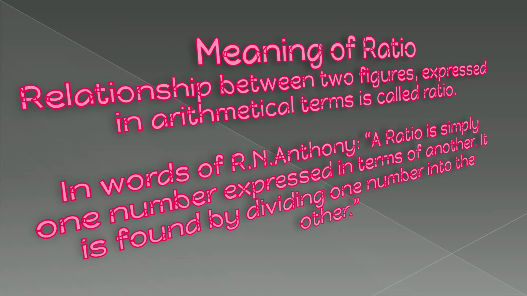In the words of R. N. Anthony, we can say a ratio is simply one number expressed in terms of another. We take a base, and on the basis of that base we express the other number. That is called a ratio. It is found by dividing one number by the other. I think you are all aware of this.